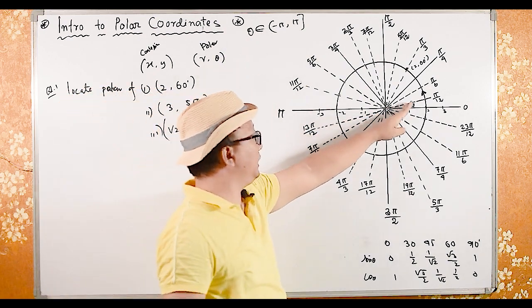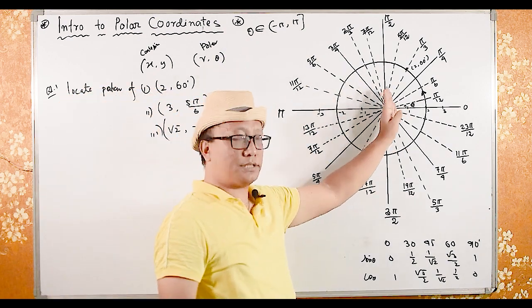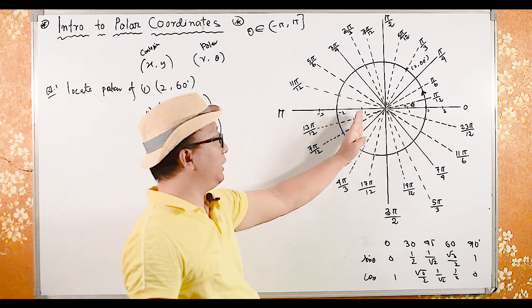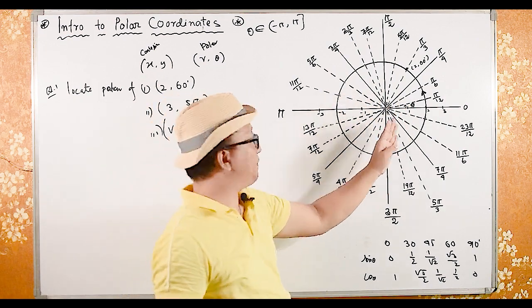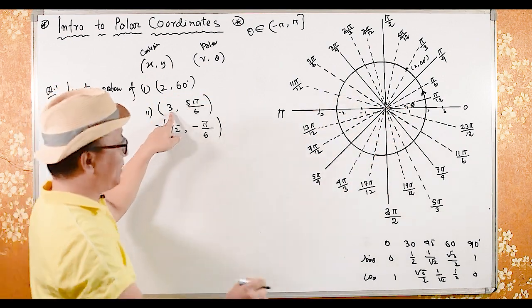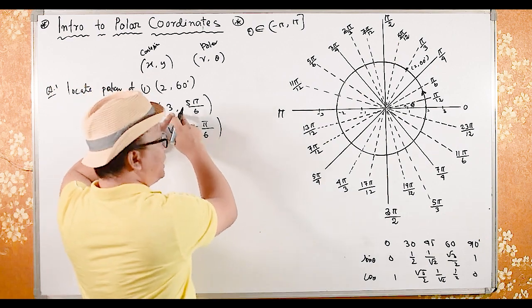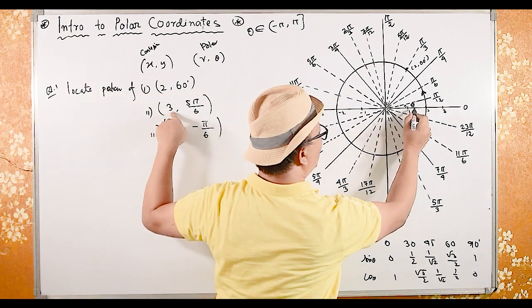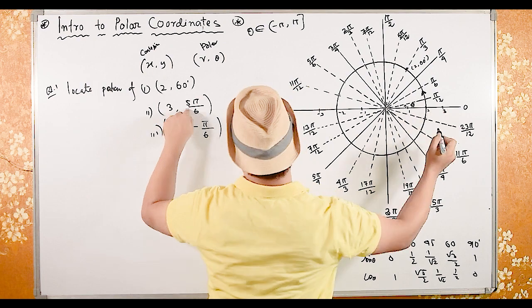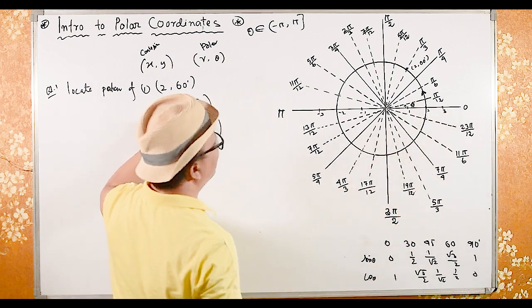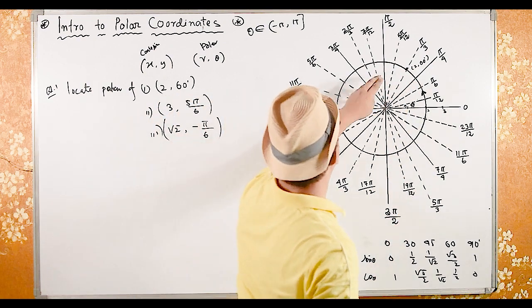Now if you rotate this way, we consider it a plus theta. If you rotate this way, we'll consider it a minus theta. See this. Now here r is 3. Here 1, 2, 3, and then 5 pi by 6. I have written 5 pi by 6 over here.